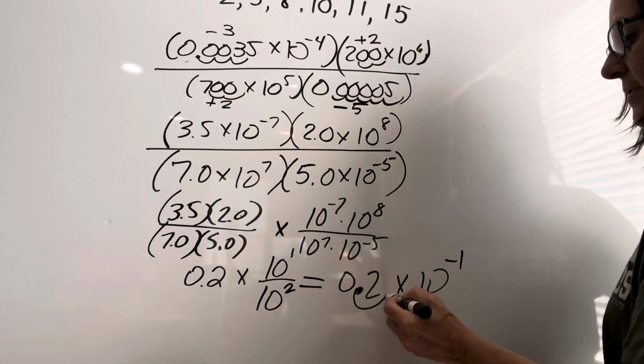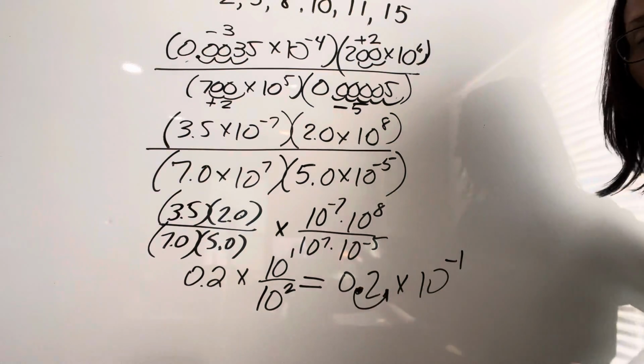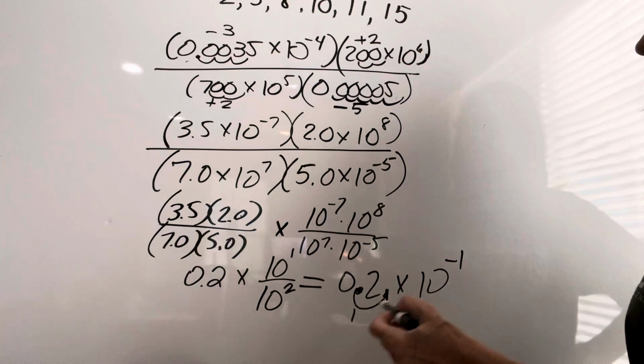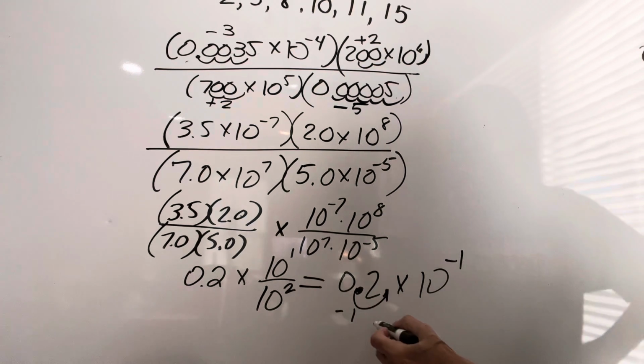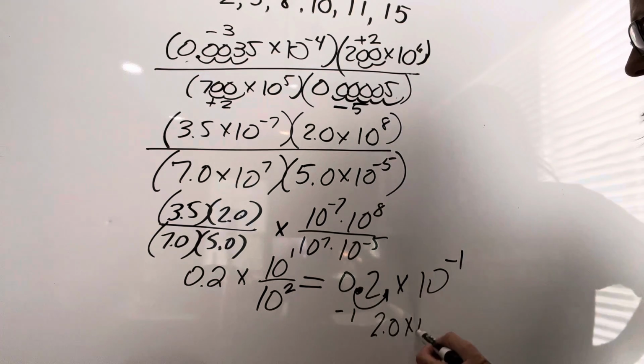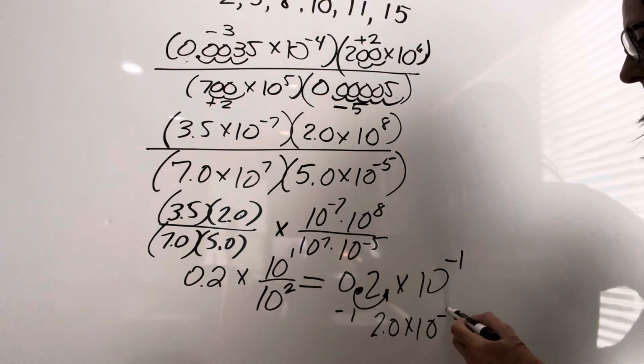But I need to move this decimal place here for it to be in proper scientific form. So that's 1 to the right, which is negative. So final answer is 2.0 times 10 to the negative 1 plus negative 1, which is negative 2.